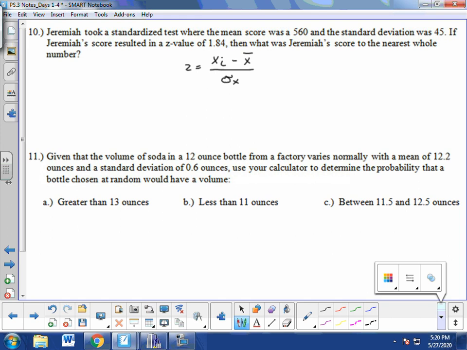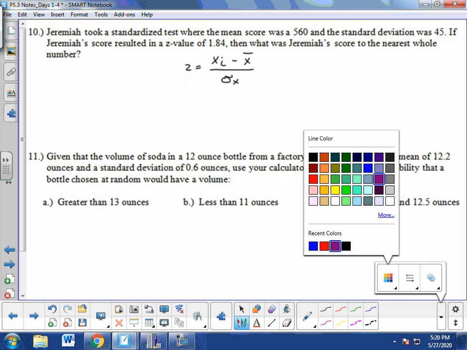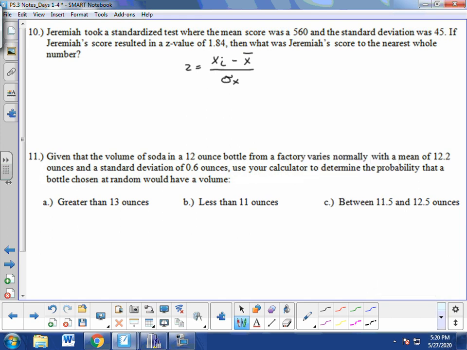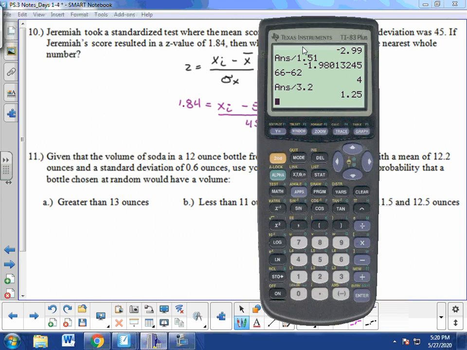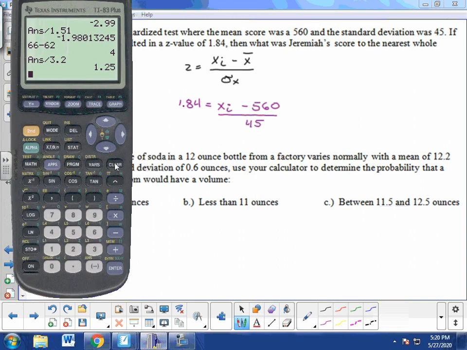Here in this case, we actually know what the z-score is, so we can substitute in that z-score. That z-score is 1.84. We don't know what the data point is, so x sub i, I'm going to leave it there. Minus, we do know the mean, it was listed as 560, divided by the standard deviation, which was 45. So now what we want to do is solve for x sub i. So we want to get rid of the fraction. To get rid of the fraction, we would multiply both sides by the denominator.